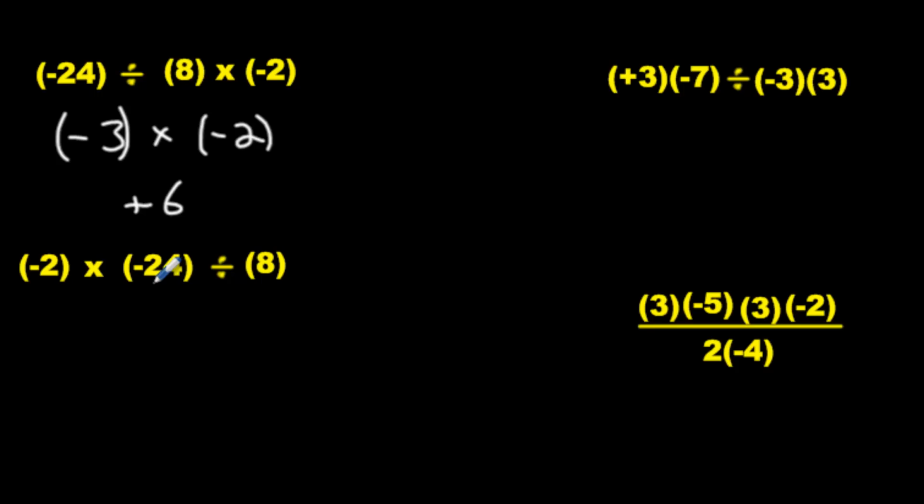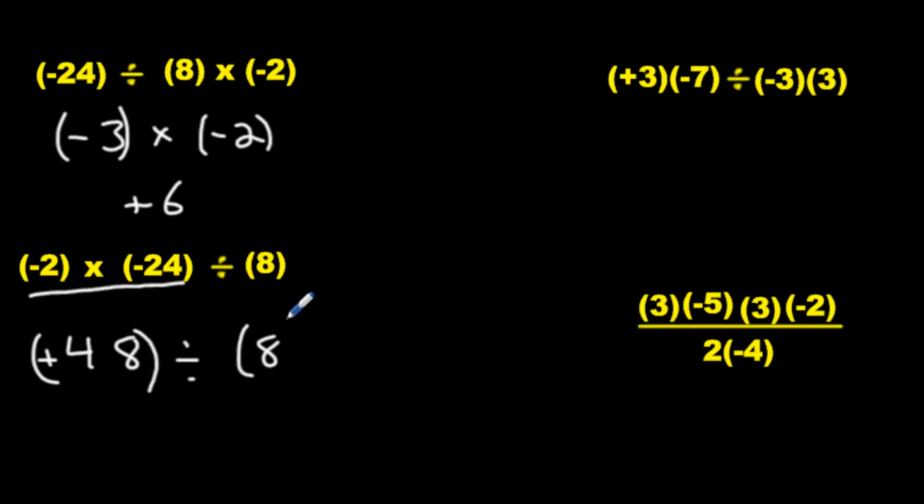Let's move on to this one. 2 times 24 is 48. Let's do that. Left to right. 48. Is it positive or -48? Positive 48. Put it in brackets. Divided by what? Divided by +8. That makes 6. +6. Very good.